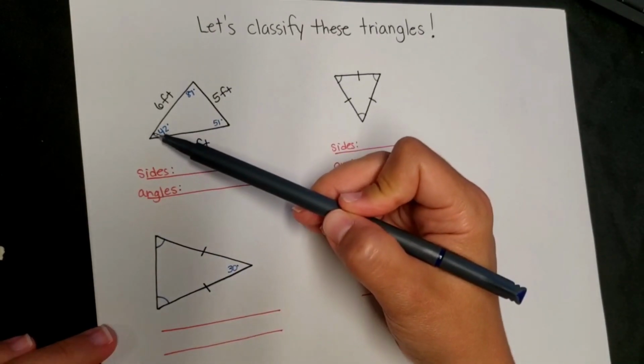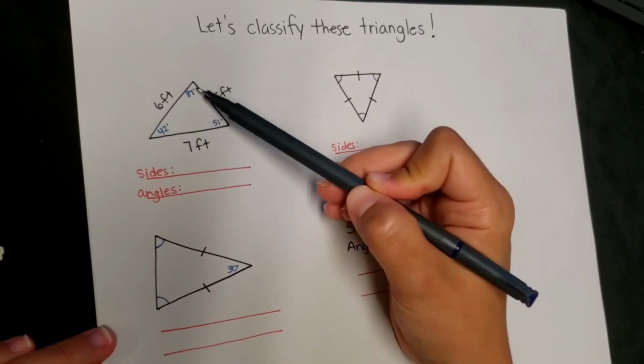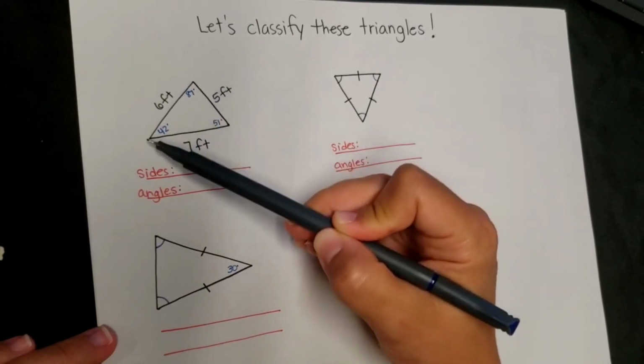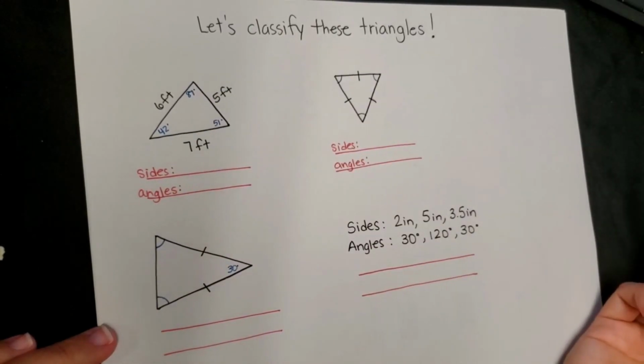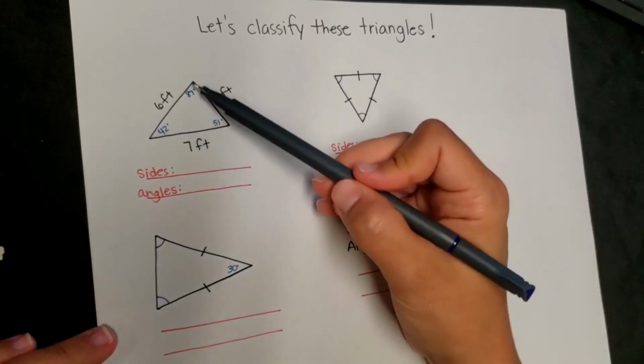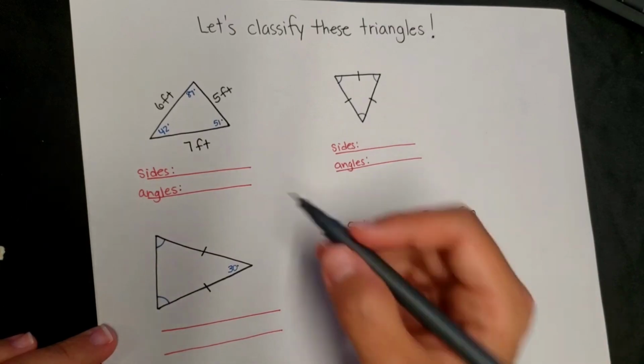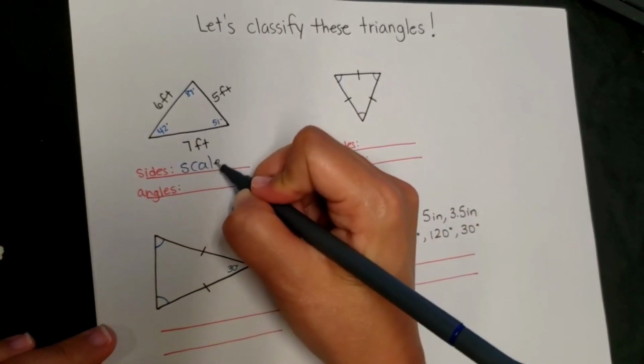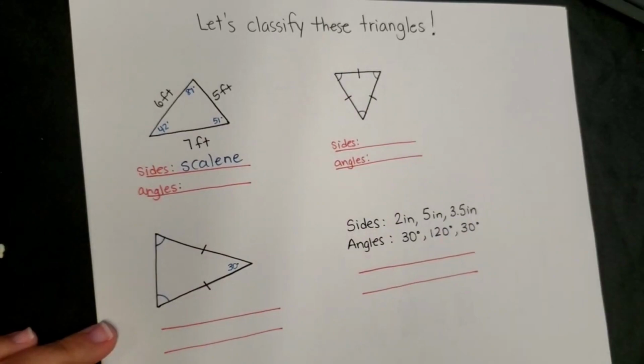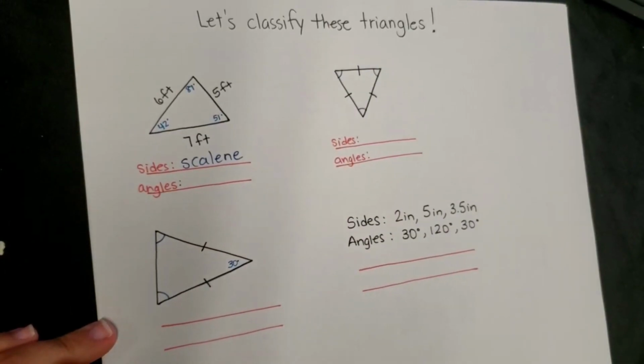I'm looking that one side measures 6 feet, 5 feet, and 7 feet. Are any of these sides congruent? No. Because they're not congruent, this triangle here is going to be scalene. All right. And then I'm going to go ahead and look at the angles.